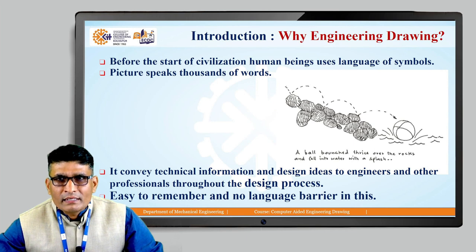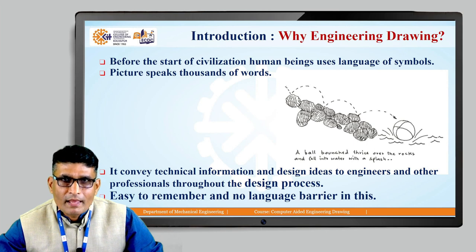you have to read until you finish the statement. Otherwise, you will not get the entire thing. But if you show that picture to someone, he can easily understand the scene behind that particular event. So that's why, instead of written things, pictures and symbols are easy to understand. So it conveys technical information and design ideas to engineers and other professionals throughout the design process. And why engineering drawing? Because it is easy to remember and there is no language barrier in this.